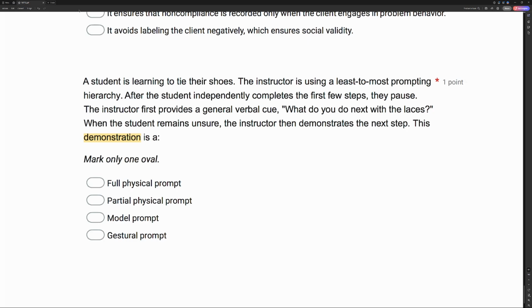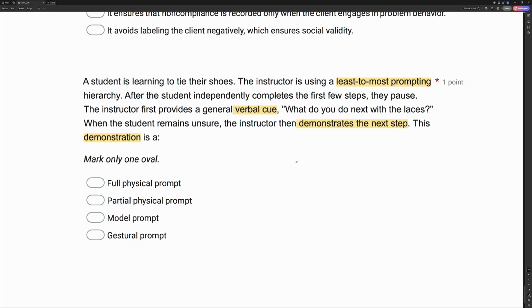So if we have a student learning to tie their shoes, we're using a least to most prompting hierarchy, so we know it's a prompting question. The student does the first steps, and then the instructor gives a verbal cue, so that verbal prompt. When the student still doesn't respond, the instructor demonstrates the next step. So least to most, we've gone from verbal prompt to demonstration. What type of prompt is a demonstration? A, full physical, and B, partial physical.